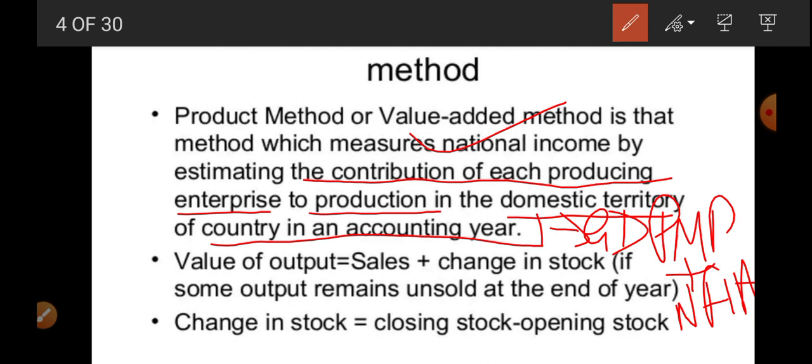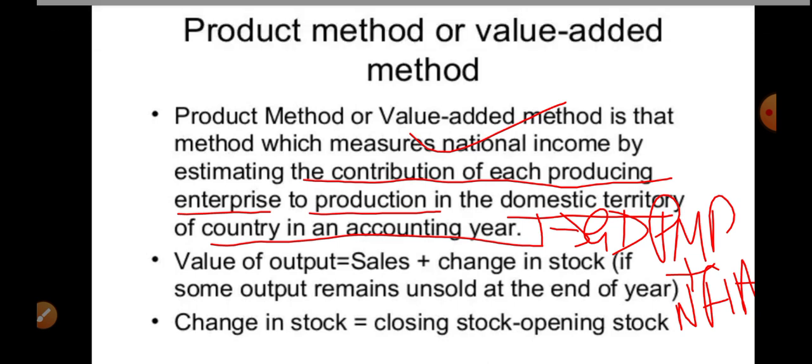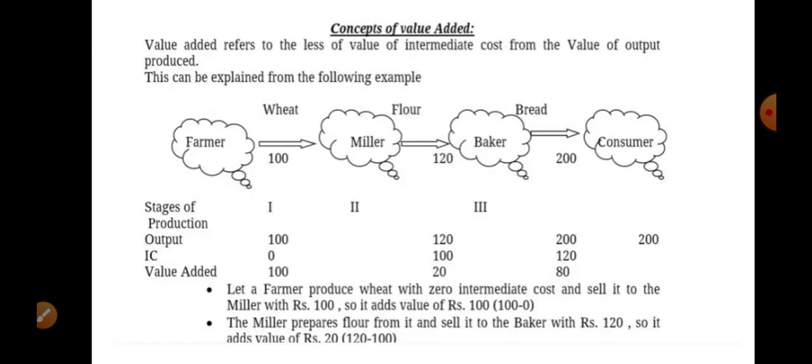Okay, so here is the basic equation. Value of output, that is value added, equals sales plus change in stock. How do we calculate change in stock? Closing stock minus opening stock. Okay, now here is given the concept of value added. How do we calculate GVA MP? We subtract intermediate cost from the value of output. In this way we calculate GVA MP.